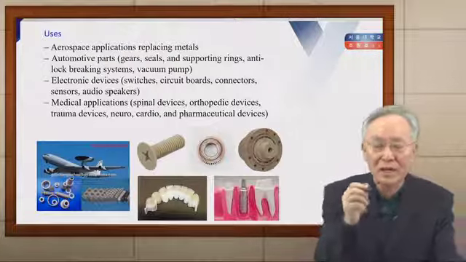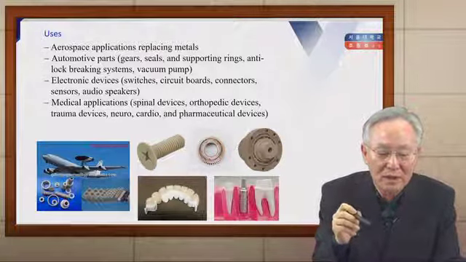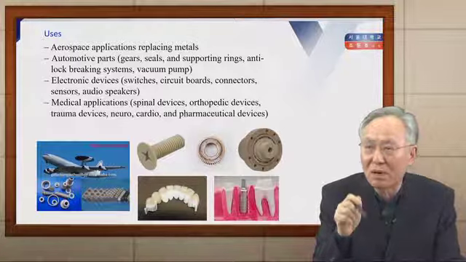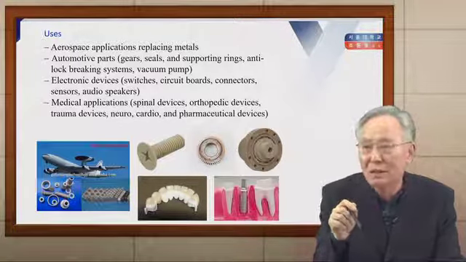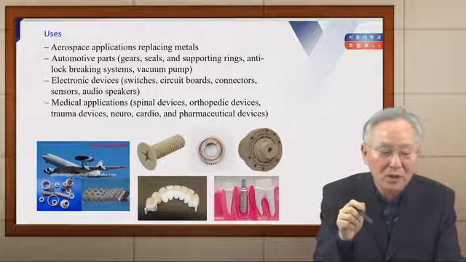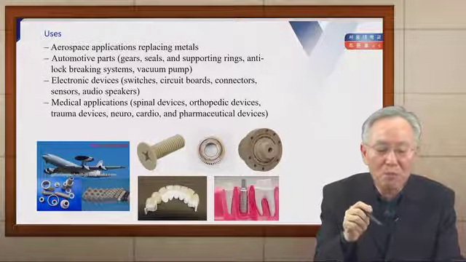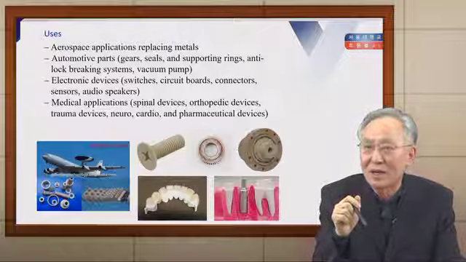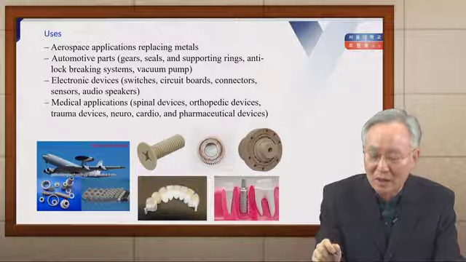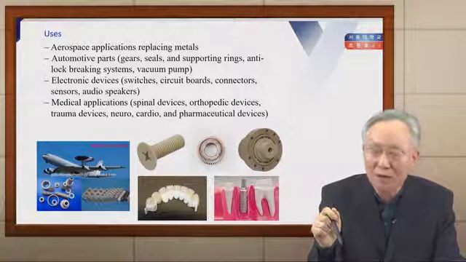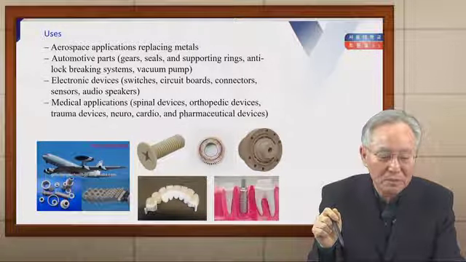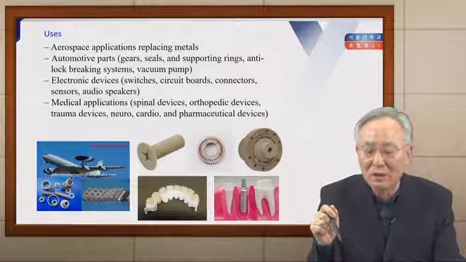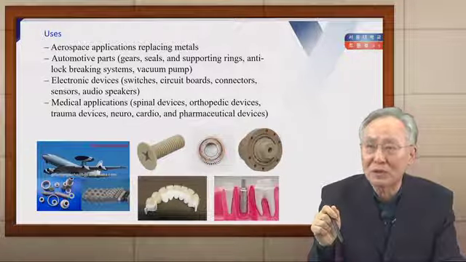So PEEK has been used for many applications, such as aerospace applications. This PEK replaces metals in airplanes. Also, this PEK can be used for automotive parts, gears, seals, sporting rings, anti-lock braking systems like this, and a vacuum pump. And also, PEK can be used for electronic devices, switches, circuit boards, connectors, sensors, and audio speakers.